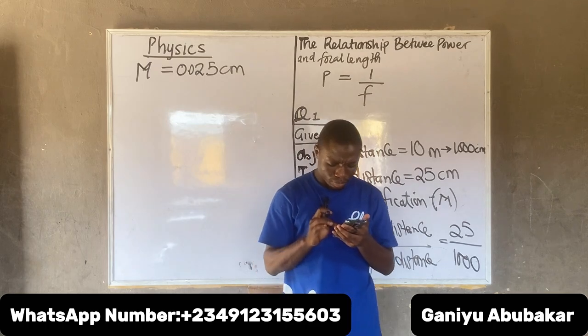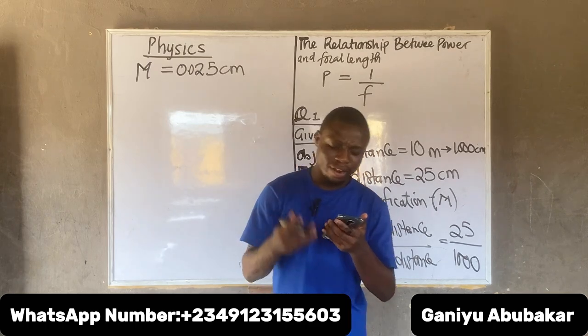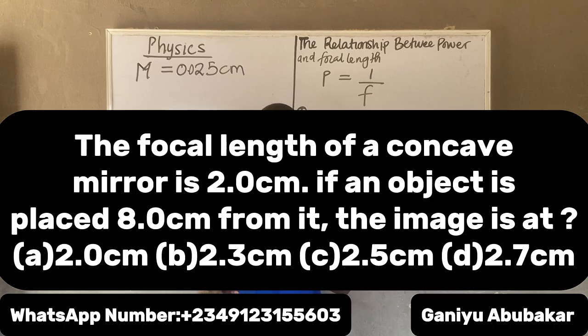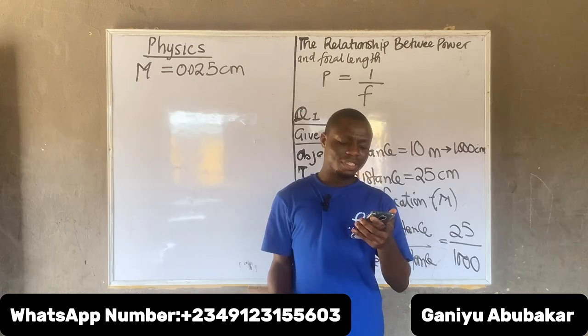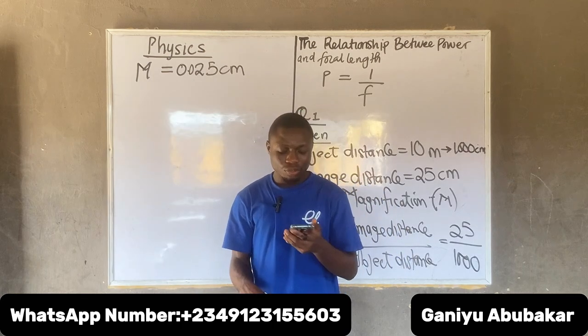Question 2 says the focal length of a concave mirror is 0.2 cm. If the object is placed 8.0 cm from it, the image is at what? Option A, 2.0 meters. Option B, 2.3 meters. Option C, 2.5 meters. Option D, 2.7 meters. So how do I do this, please?